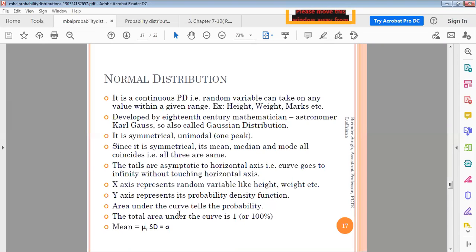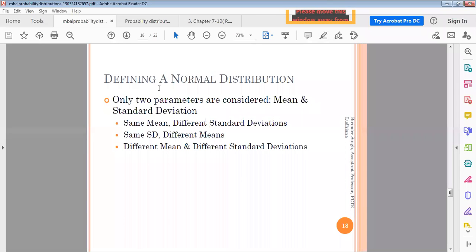Area under the curve tells the probability. The total area under the curve is 1 because the highest probability is 1, that means 100%. We consider mean equal to mu and standard deviation as sigma. In defining a normal distribution, only two parameters are considered: one is mean and the other is standard deviation. We have seen in the definition of normal distribution that mu and sigma are present. Same mean with different standard deviation, same standard deviation with different means, or maybe different means and different standard deviations. Normal distribution maintains these three conditions for the two parameters, mean and standard deviation.